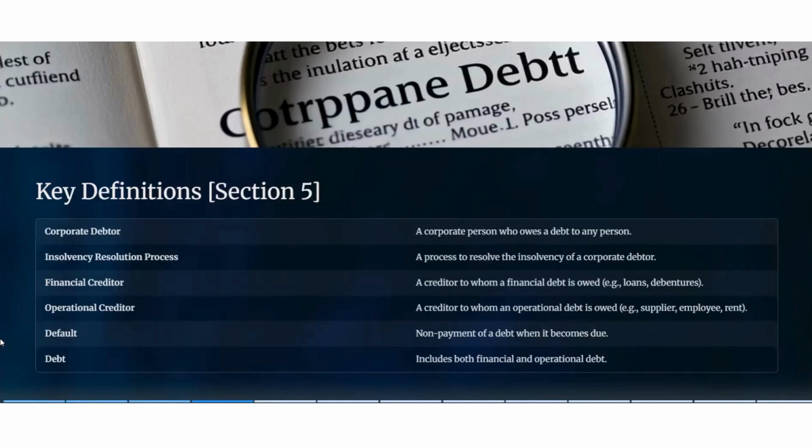Default: non-payment of debt when it comes due is called default. Debt includes both financial and operational debt.